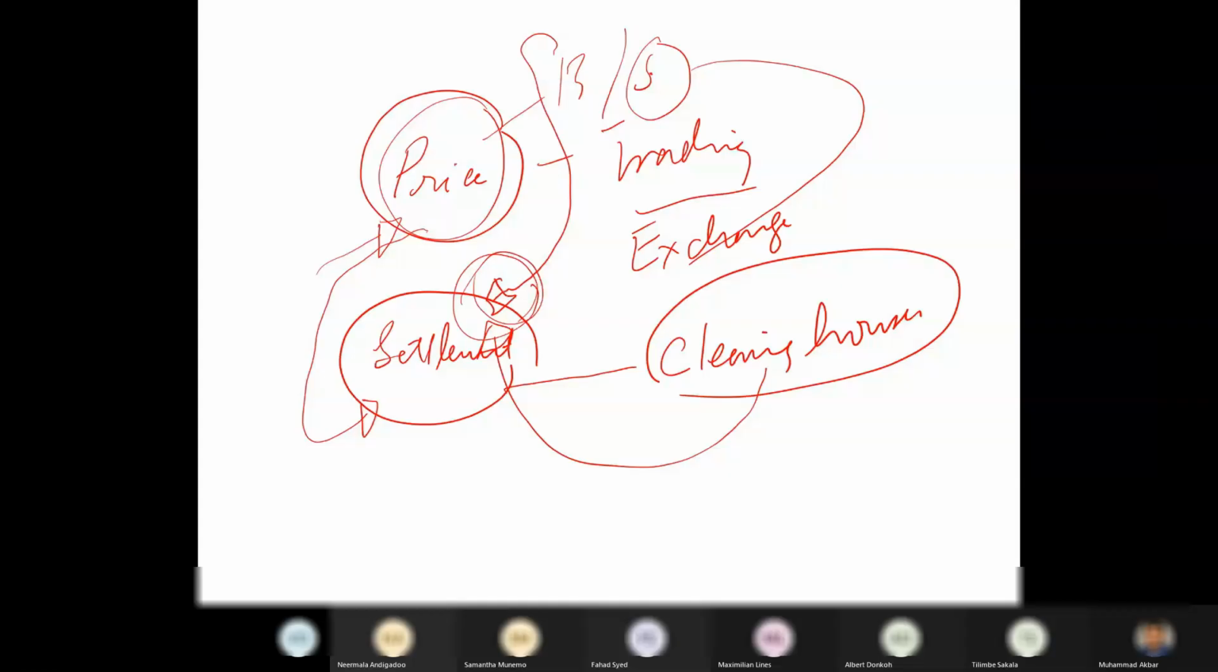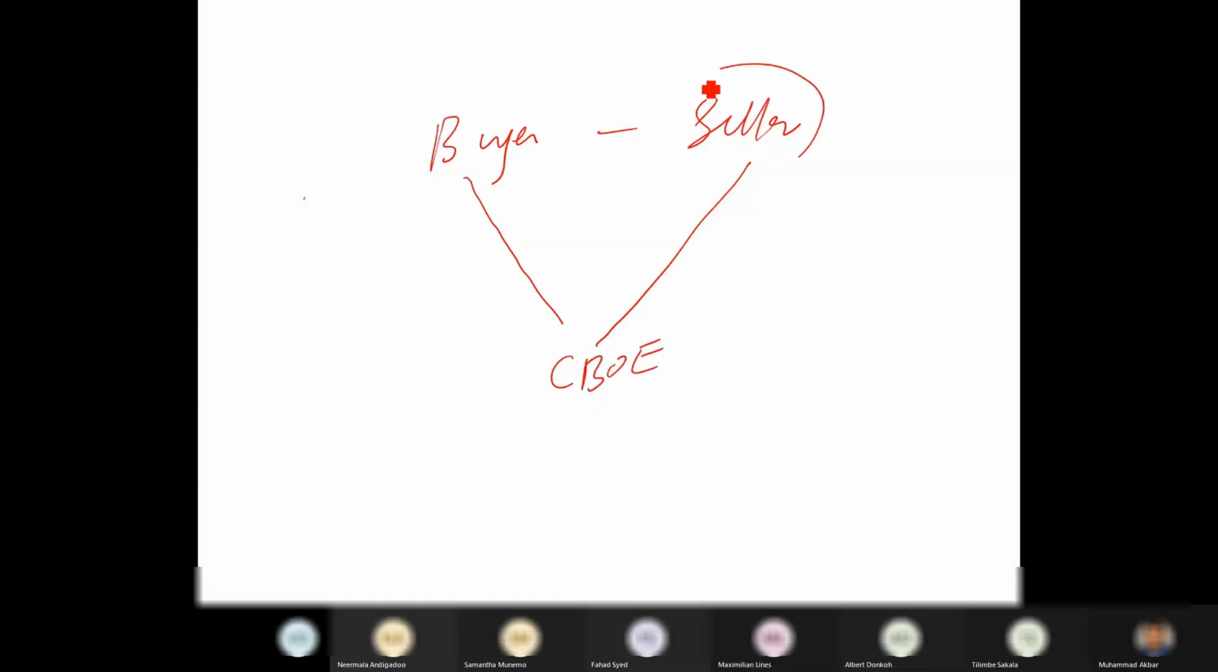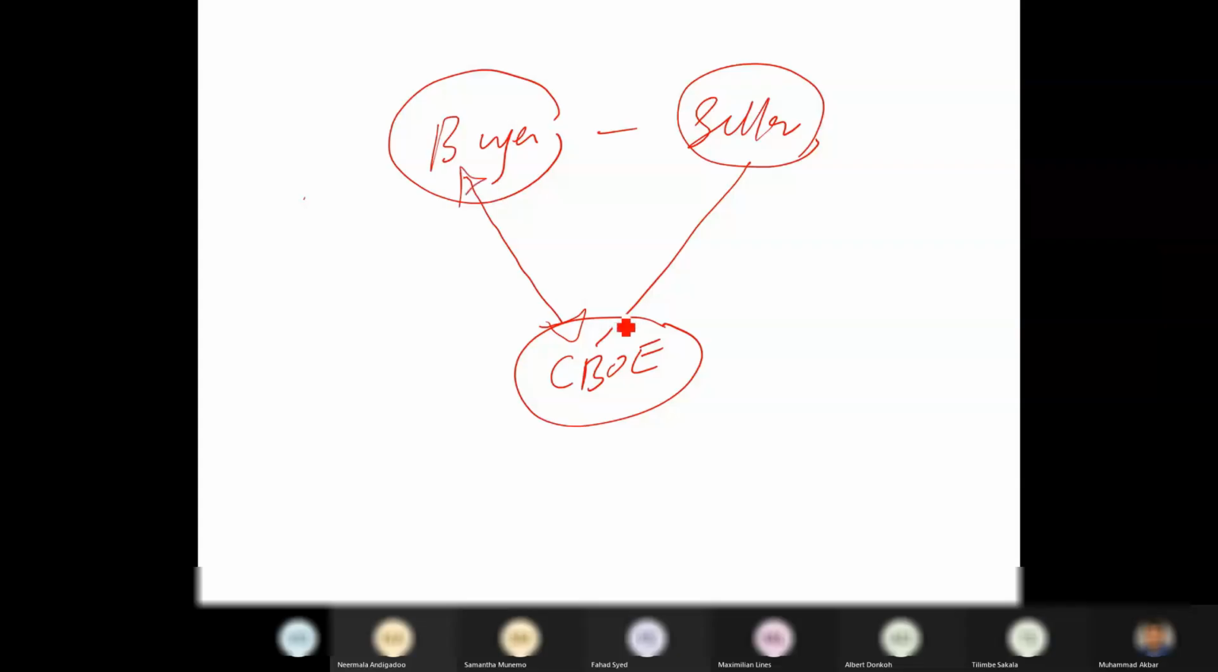my transactions get settled. So my counterparty is not the seller. If I am the buyer and somebody is the seller, when I go to the exchange, let's suppose CBOE, Chicago Board Options Exchange, I don't know this seller and the seller doesn't know me. My transaction is basically with CBOE, and the seller's transaction is also with CBOE. So if I default, it doesn't matter to the seller. If the seller defaults, it doesn't matter to me, because the counterparty here is the exchange. It is not this seller or this buyer.